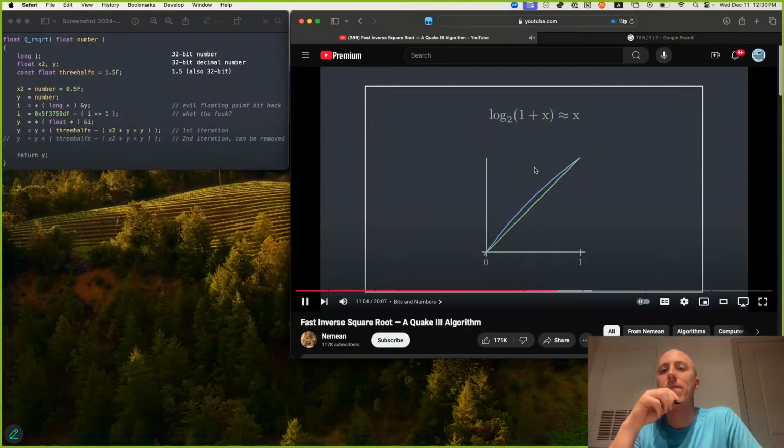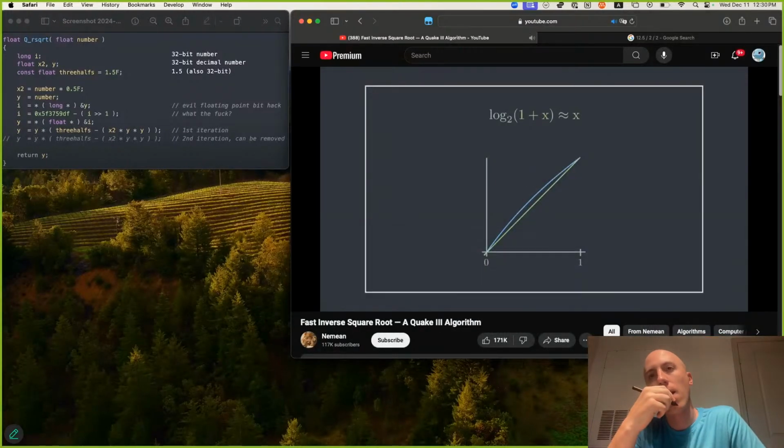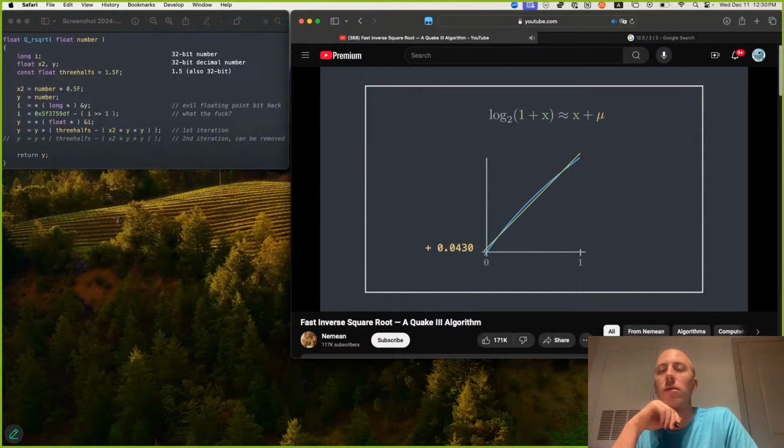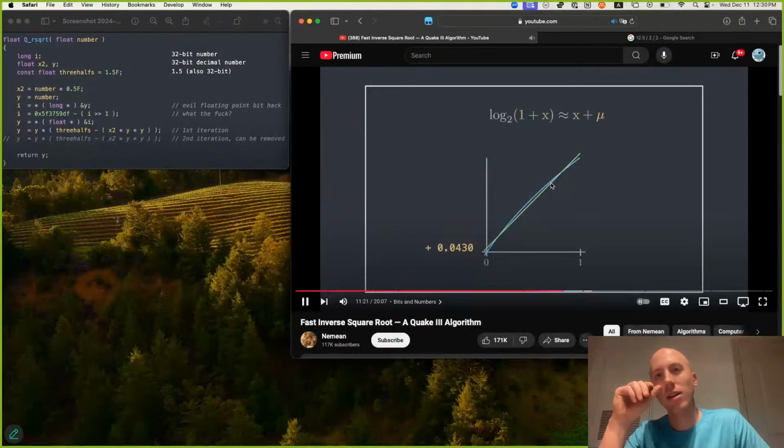Equals 1. But we'll add an additional term, mu. This correction term can be chosen freely. Again, with mu equal to 0, this approximation is correct at 0 and 1. But it turns out that setting mu to this number gives the smallest error on average for numbers between 0 and 1. Okay, that's interesting.